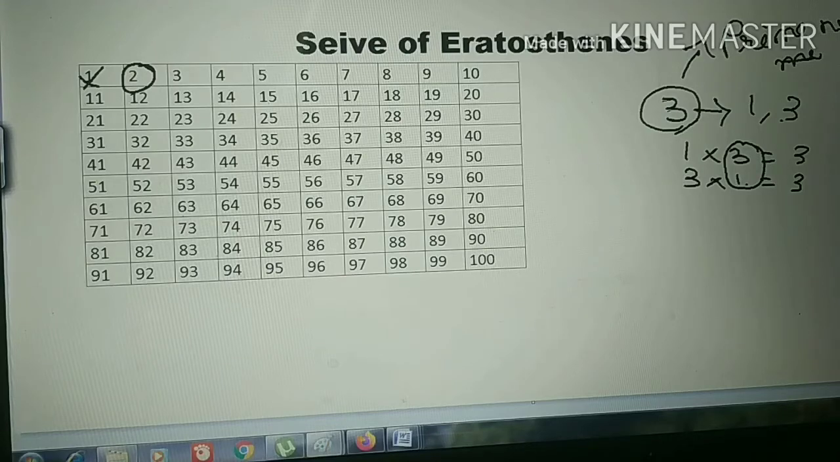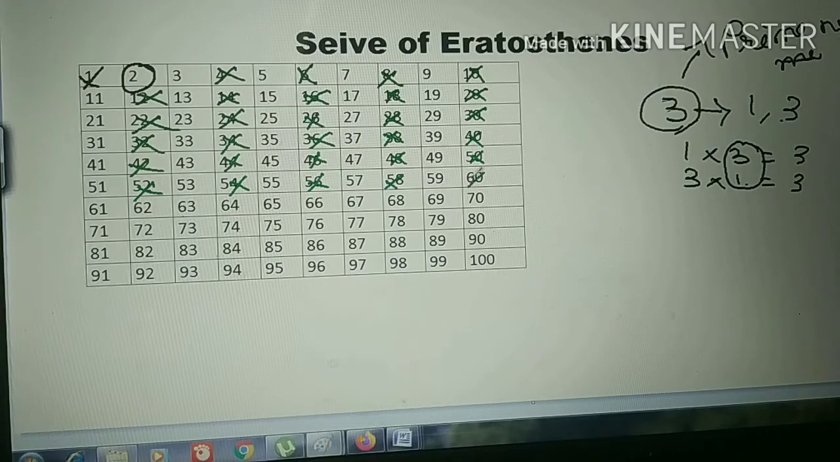See this one. So all the multiples of 2 I am crossing out. 4, 6 is a multiple of 2, 8, 10, 12, 14, 16, 18, 20, 22, 24, 26, 28, 30. After that 32, 34, 36, 38, 40. After that 42, 44, 46, 48, 50. 52, 54, 56, 58 and then 60.